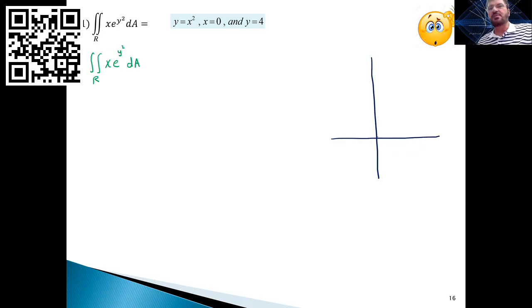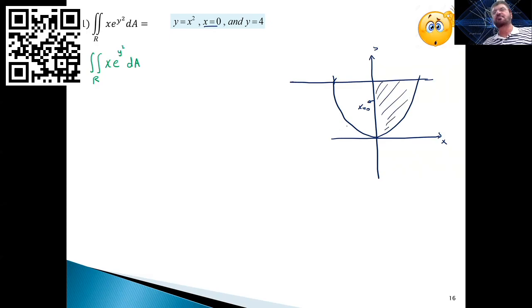So this is a good color. Y equals x squared. This is y equals x squared. X equals 0. We know that x equals 0 is the y-axis. This is x equals 0. And y equals 4. We graphed this one before. Here is y equals 4. And it's the first quadrant, it says. So you are here. Alrighty? So what can we take this one? By the way, we did this one before because this is, so this is 2.